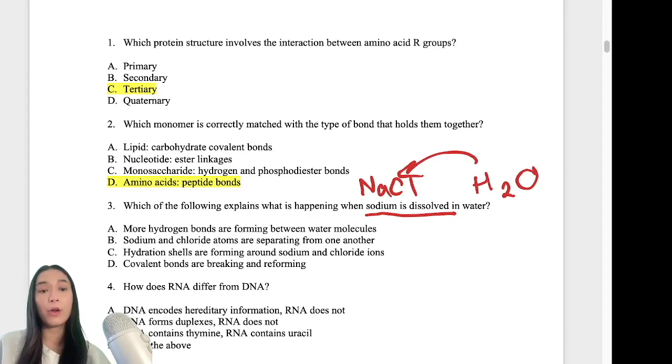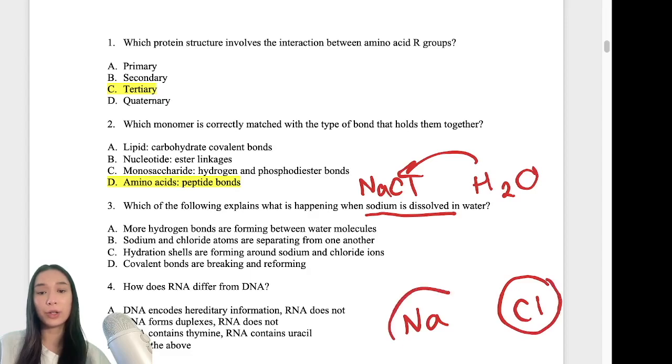So B says sodium and chloride atoms are separating from each other. So this is true. When water and sodium meet, the sodium ions will be separated into Na and Cl, and they'll float around in the mixture separately, and the ionic bond between them is broken. So this is true, but when we look at C, it says hydration shells are forming around sodium and chloride ions.